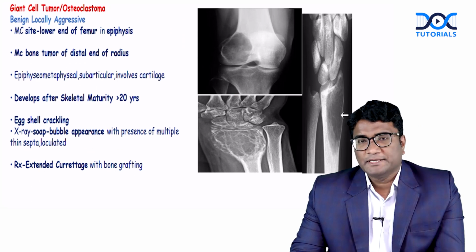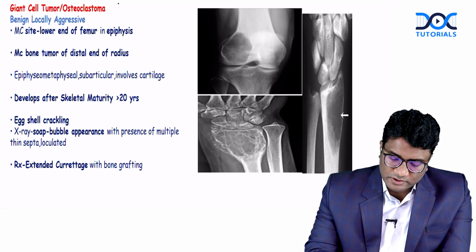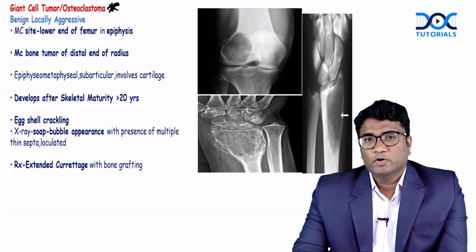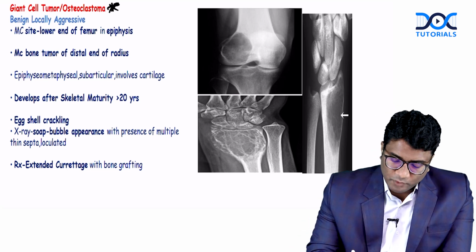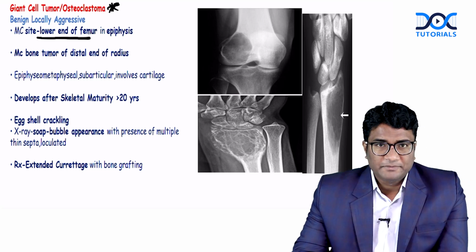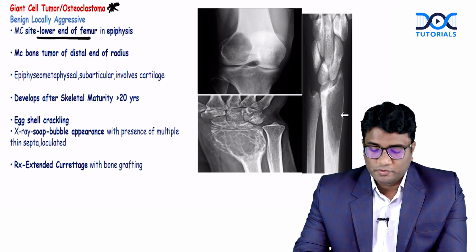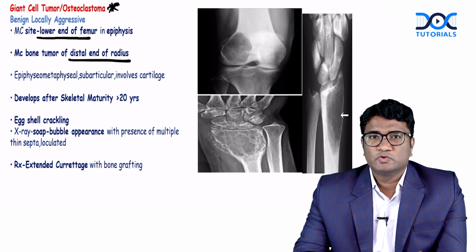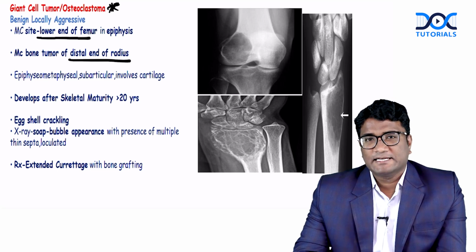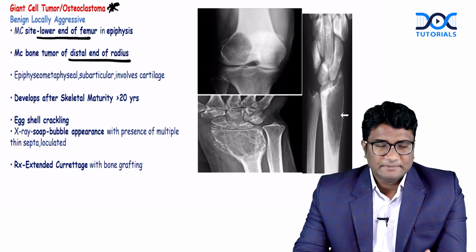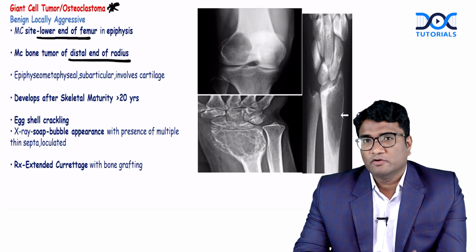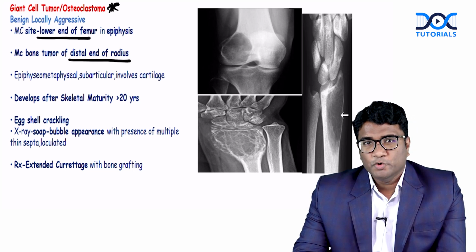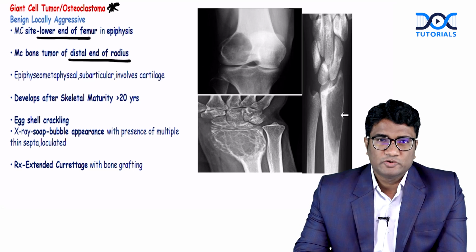So please remember, what are the important findings about GCT or osteoclastoma? It is a benign locally aggressive lesion. The most common site is the lower end of the femur, but the most common bone tumor at the distal end of radius is also GCT. So remember these two common sites. The most common site of GCT is the lower end of femur. The most common bone tumor in the distal radius is also GCT.